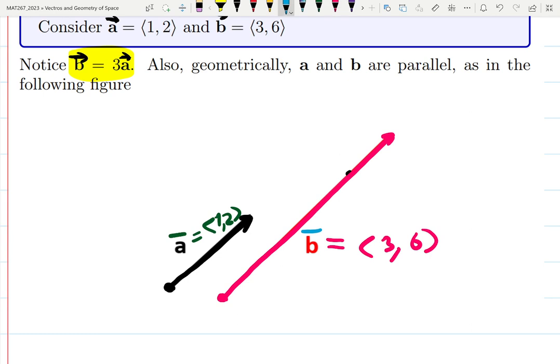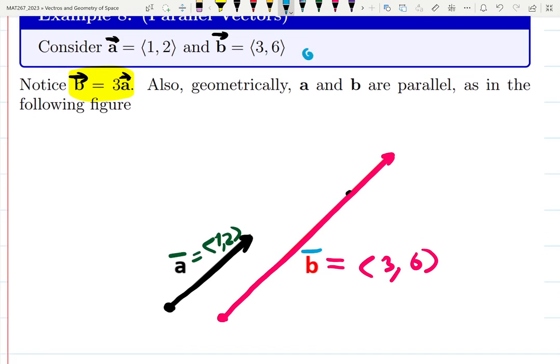Can you give me any other vector that will be parallel to those two? Any? Yes, anything. There's infinitely many of them. 9 and 18. How did you get 9 and 18? Multiply by 3, yeah? 3 times 3 is 9, 6 times 3 is 18. Good job. Let's try to draw it.